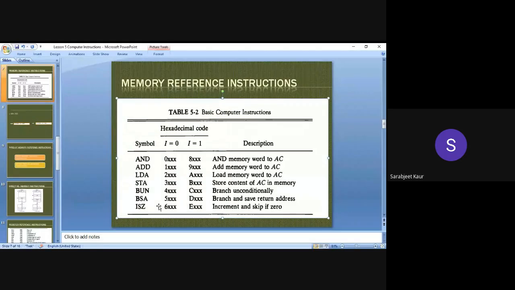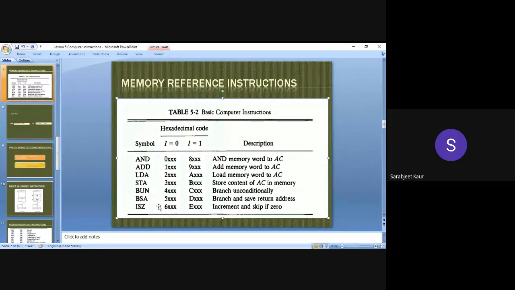If we don't want to perform a particular statement, we want to skip a particular statement, we use ISZ. Okay, increment the PC. What do we mean by incrementing the PC? You remember I told you PC contains the address of the next instruction to be executed. So when I increment the PC, I actually am skipping the next instruction which was to be executed. Yes or no? Yes, ma'am. So this is the meaning of increment and skip if 0.